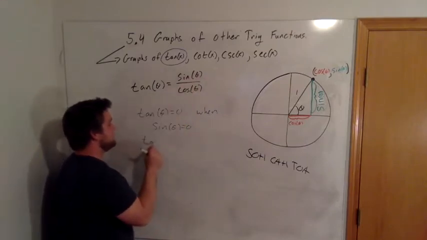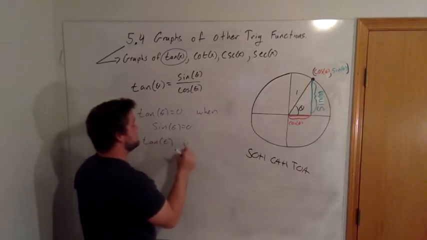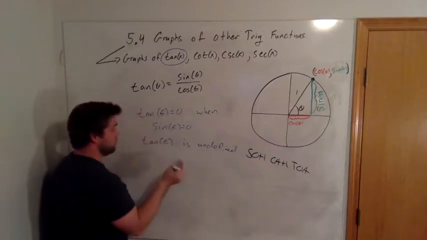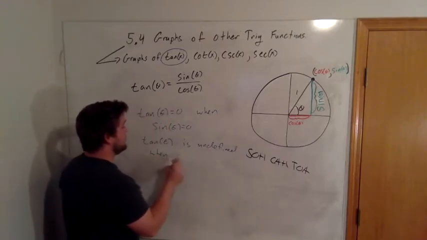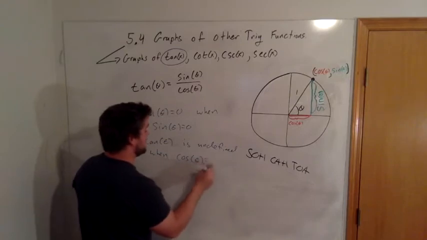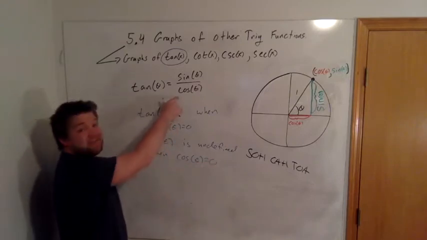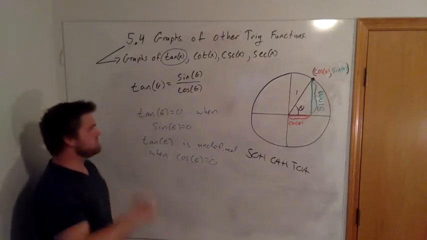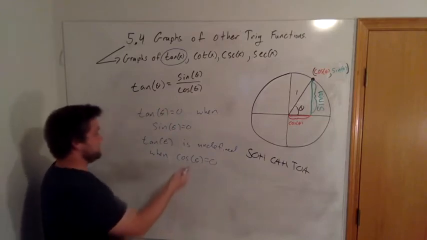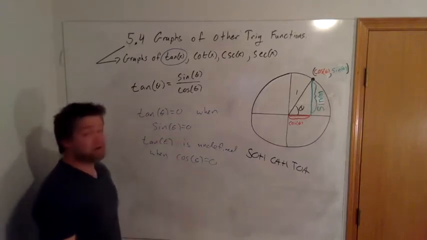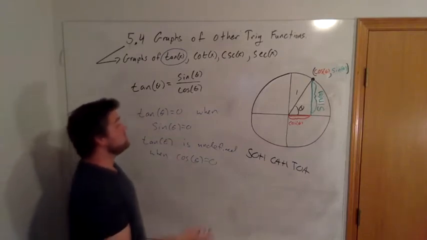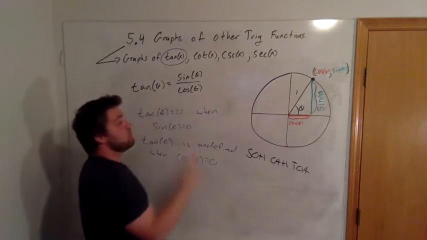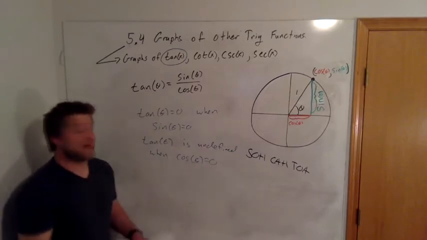We'll also have that tan of theta is undefined when cosine of theta is equal to 0. Notice that we can't divide by 0. That's like the biggest rule in math. Thou shalt not divide by 0. So when the denominator is 0 and cosine is 0, that's when my function is undefined. Normally, if I'm looking at a graph and I have a location where the denominator is 0, the graph usually displays an asymptote.